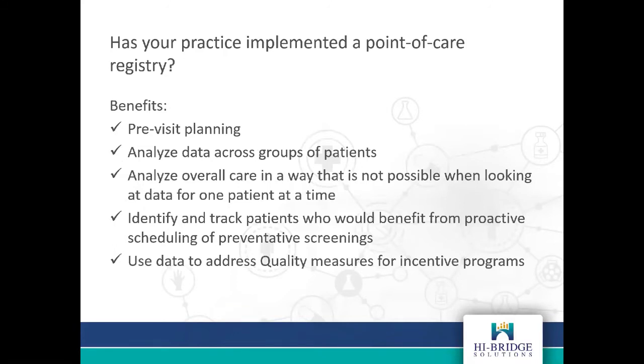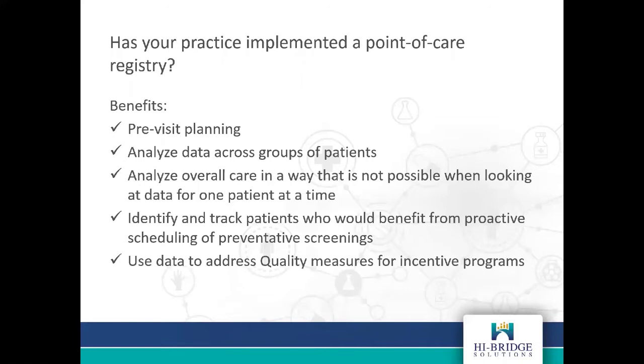So some refer to this as a point of care registry. And what are the benefits of having a point of care registry where you're able to identify your patient populations by diagnosis? It can really help with pre-visit planning so that specific tests or other needs that the patient has can be identified based on this report. And you're able to analyze data across groups of patients and see trends that you may not be able to identify or recognize gaps in if you're just looking at the data for one patient at a time.